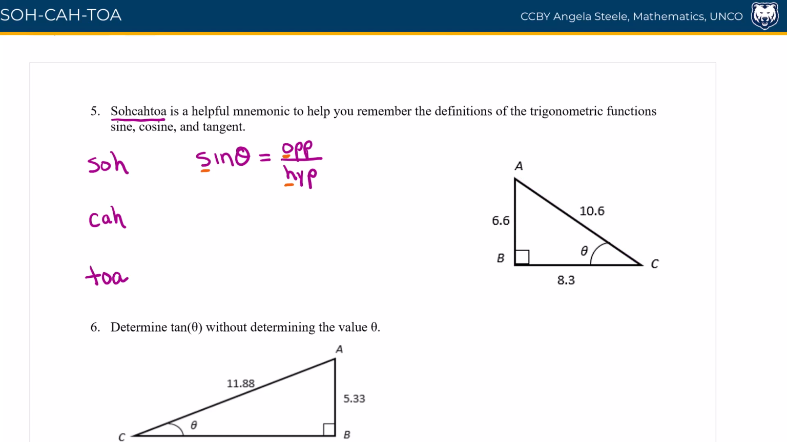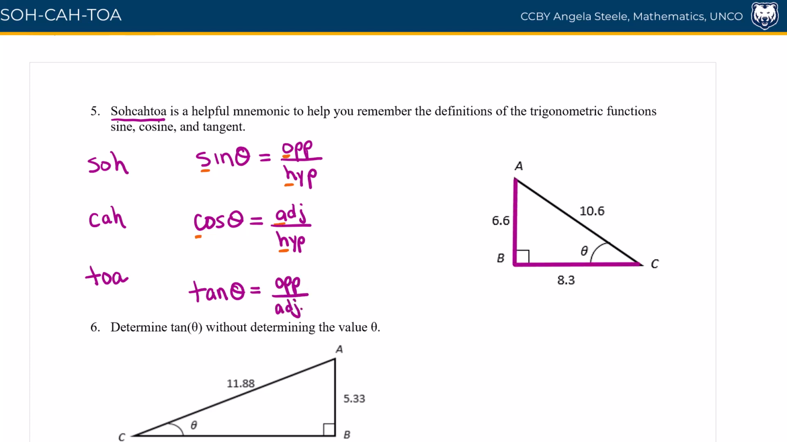The Cah is going to be our cosine theta equals adjacent over the hypotenuse. Again, those letters are just the first letters here. So the Cah is C-A-H. And then the last one, we have not yet talked about the tangent function, so I'm going to go ahead and introduce that here. So Toa is tangent of theta equals the opposite over the adjacent.